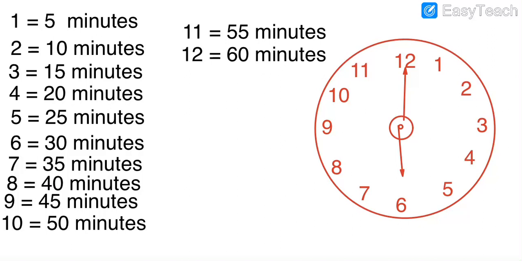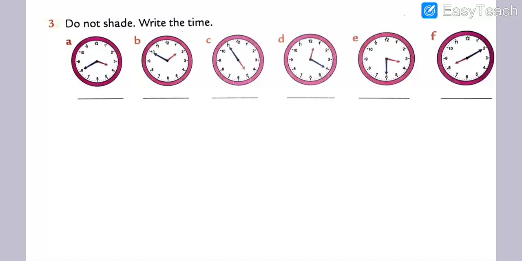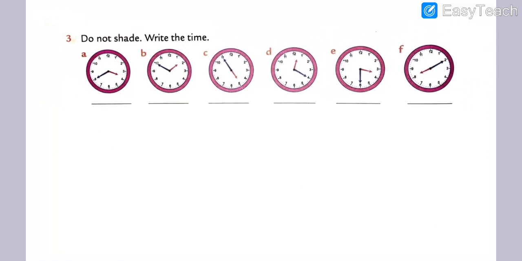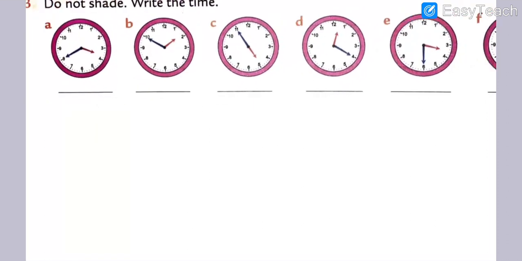So now let's check further, question number 3, exercise number 10a, question number 3. Let's check what the question is. Do not shade, write the time. Okay, it means here we have to write only the time. One by one we have to do all these things. Understood all, my dear students, what I am telling you?